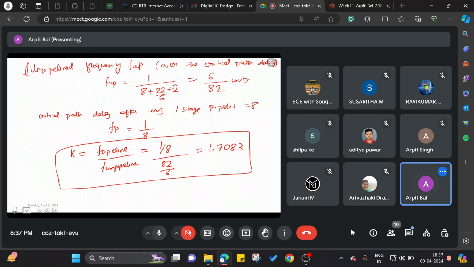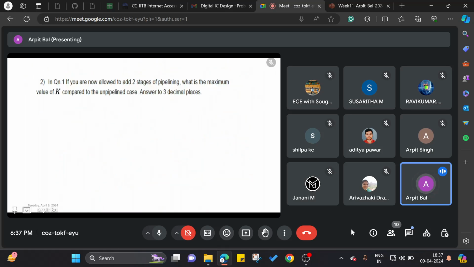Okay. So this is the K value. Okay, that was needed. Okay. So moving on to the next question.